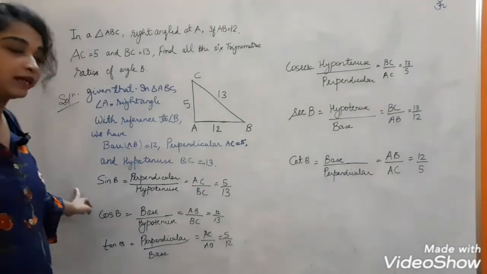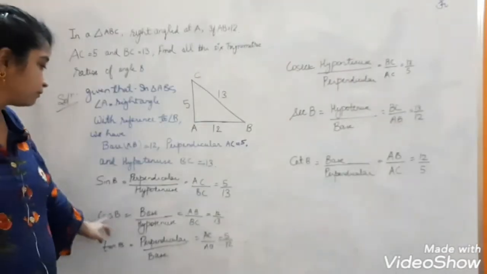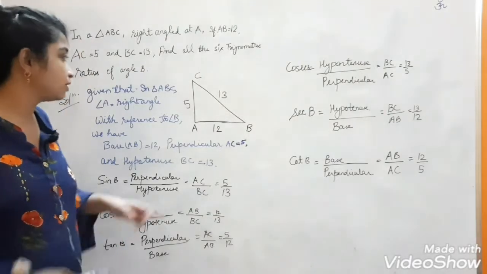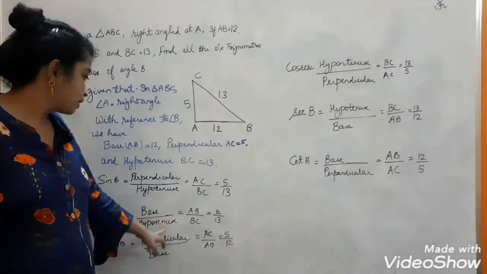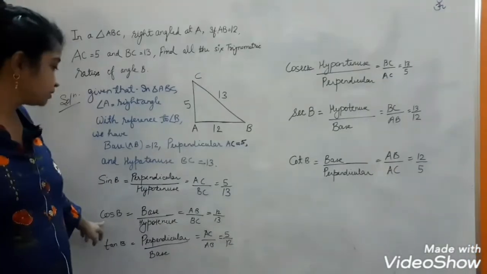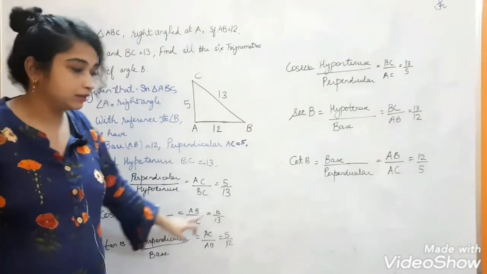And from here sin B will be equal to 5 upon 13 and cos B will be equal to base upon hypotenuse. What is the value of base? Base is equal to AB, which is equal to 12, and hypotenuse is equal to BC and is equal to 13. So cos B is equal to AB upon BC, which is equal to 12 upon 13.